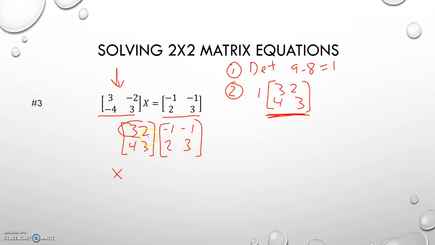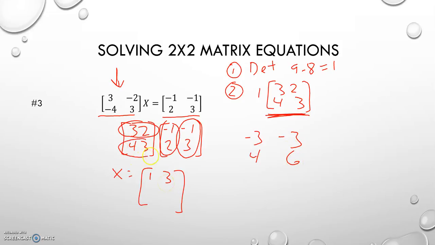And so if I start with this row times this column, I am going to have 3 times -1, which is -3. 2 times 2 is 4. If I add those together, I get 1. Then I'm going to multiply the first row times the second column. 3 times -1 is -3. 2 times 3 is 6, and I will get a 3.